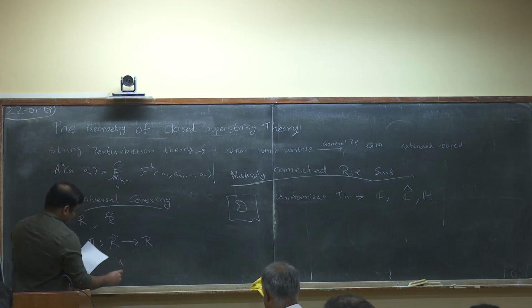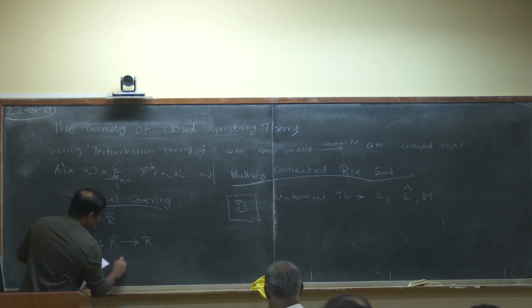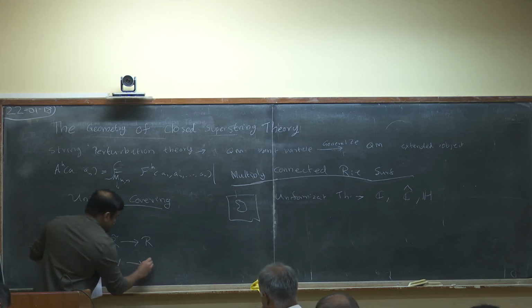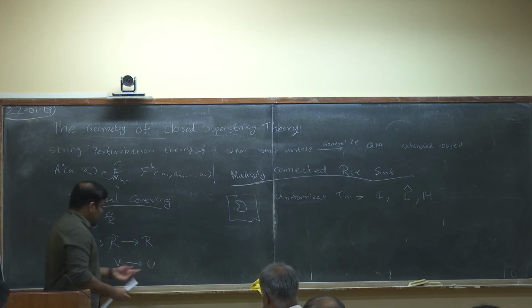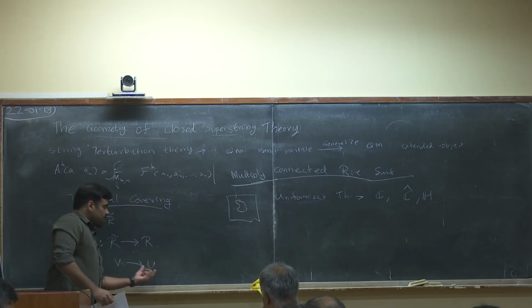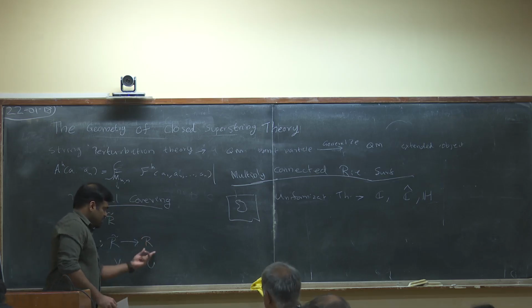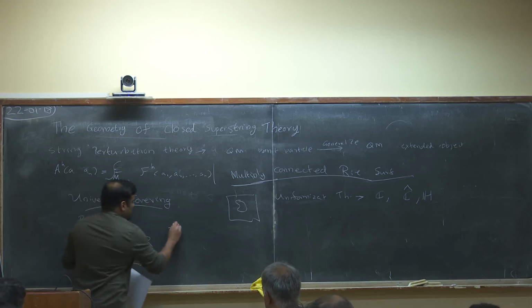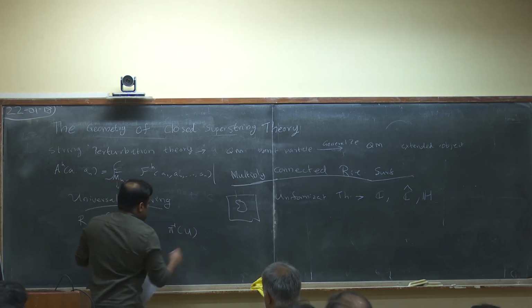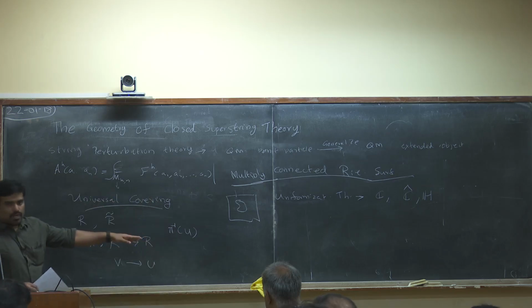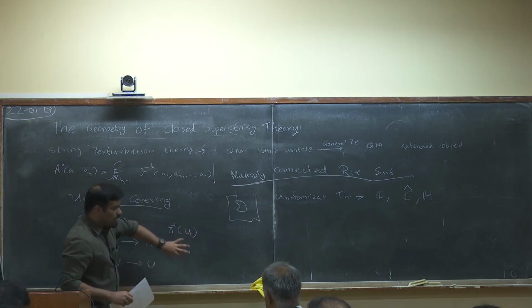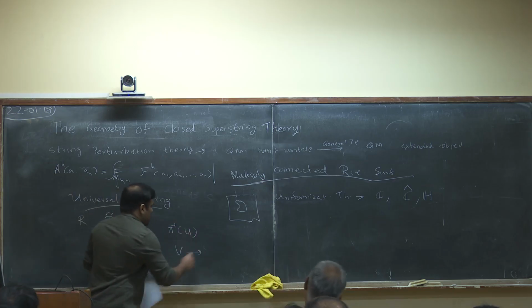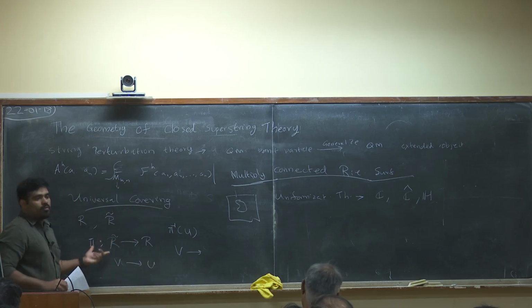V in R tilde that is mapped to U. So this mapping is not one-to-one. But if I restrict to the inverse image of a particular domain U in the Riemann surface R, which I denote by pi inverse U, you could find so many disconnected domains. And if I restrict this inverse domain to a particular connected domain V, then within that connected domain, this mapping is biholomorphically equivalent.